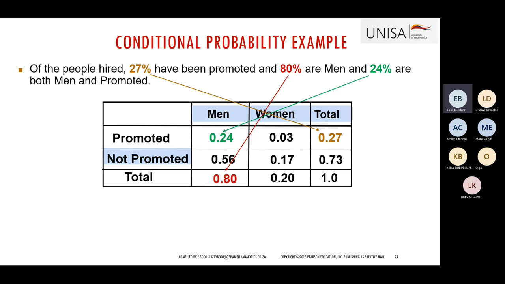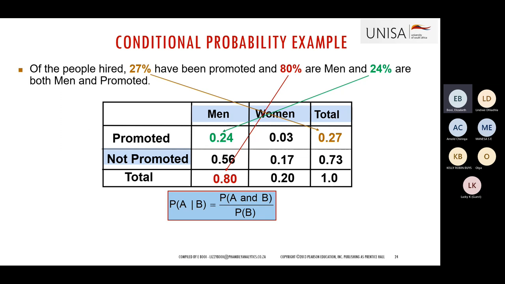If I add 0.8 and 0.2 it will give us 1, 0.27 plus 0.73 will give us 1. If I add everything that is inside the contingency table, it will give us 1. So 0.24 plus 0.03 plus 0.56 plus 0.17 will give me 1. Now we can answer the question.